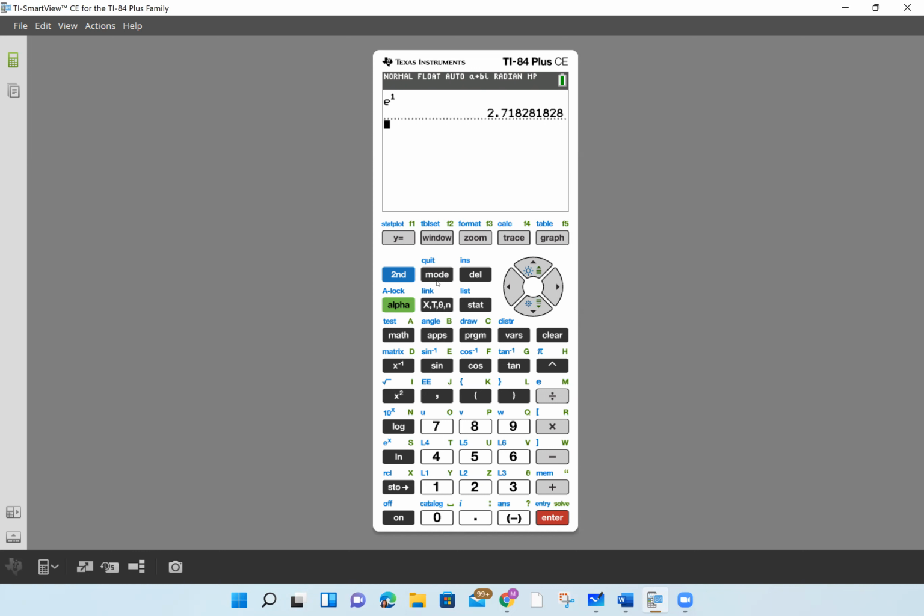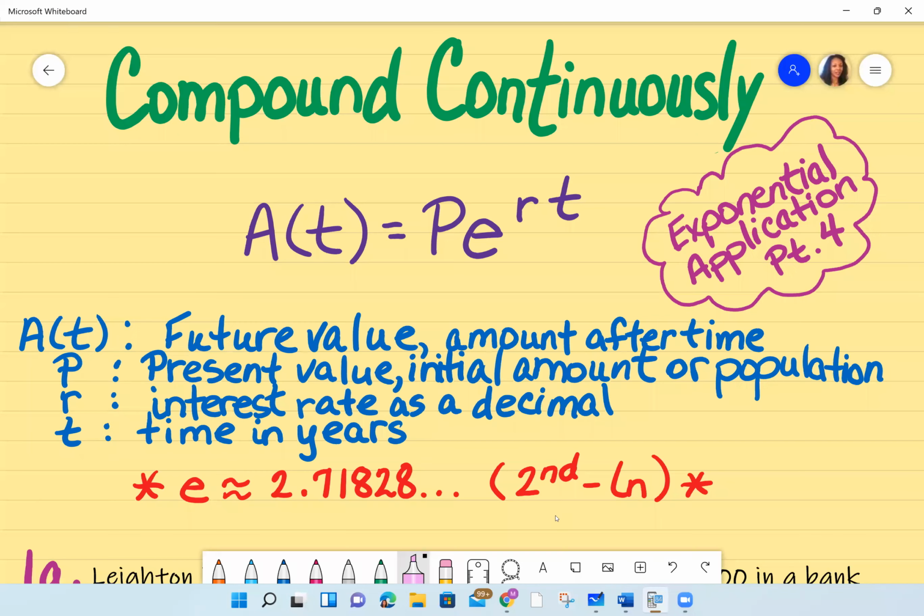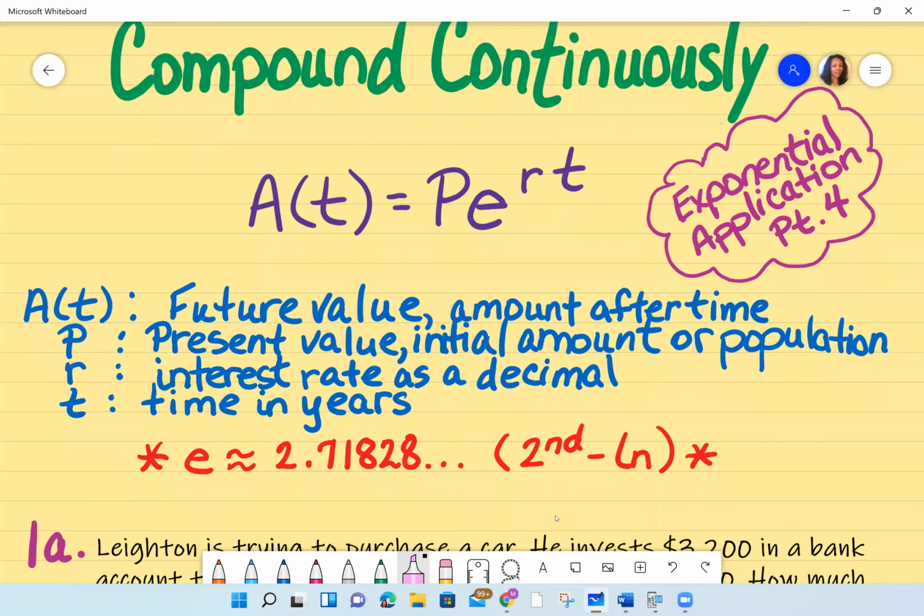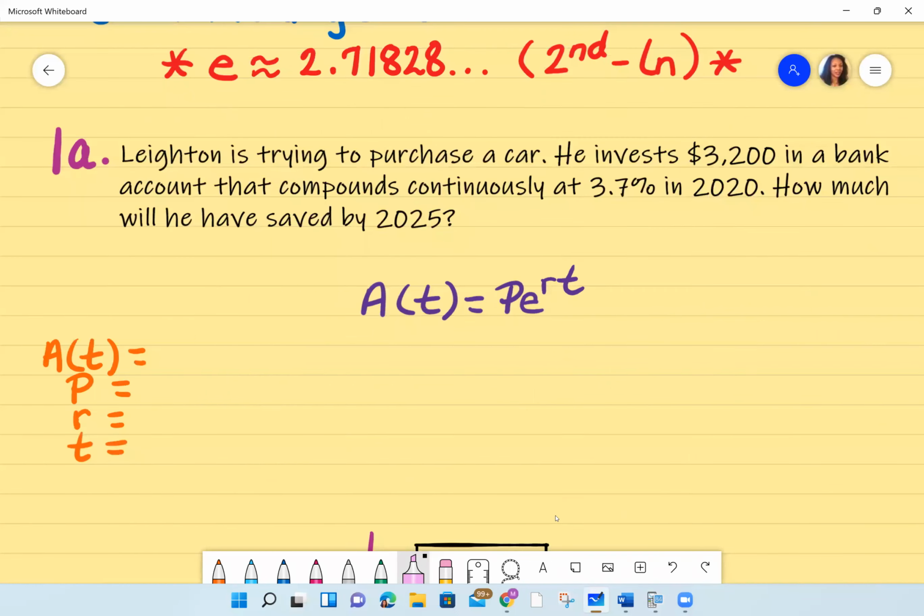Just like if we were to go to second and then this caret symbol, it's the same type of thing. So e is not a variable. It actually is a number. So that's what we're going to be referring to when we use the PERT formula. And I've mentioned before what each of the variables stand for, so you can just look at it here to see what it stands for. And let's go ahead and get started.